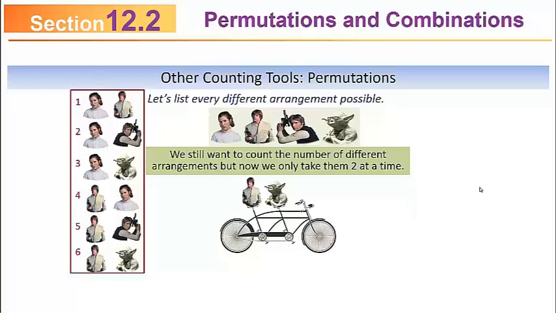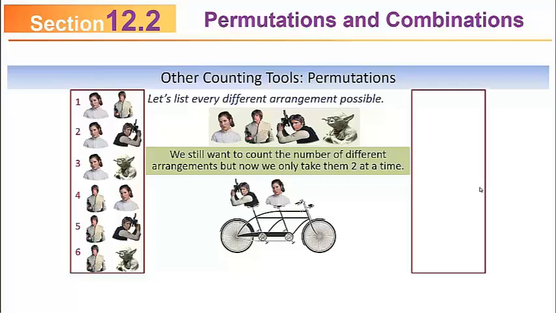There's nothing else I can do and leave Luke on the back seat. So I'll take Luke off the back seat now and put Han on the back seat. And I'll start on the left and let Leia be on the front seat. That's a 7th arrangement. Keeping Han on the back seat, now I can put Luke on the front seat.